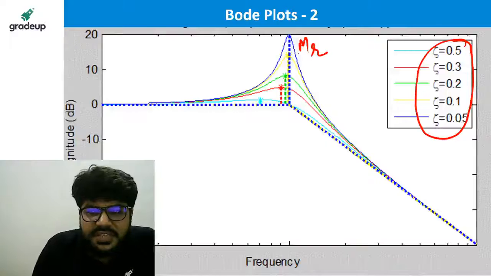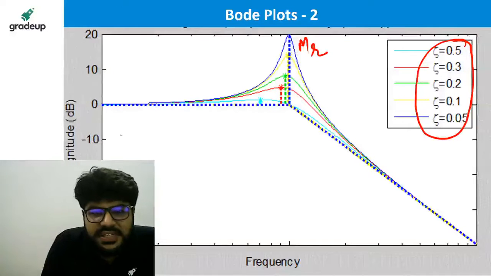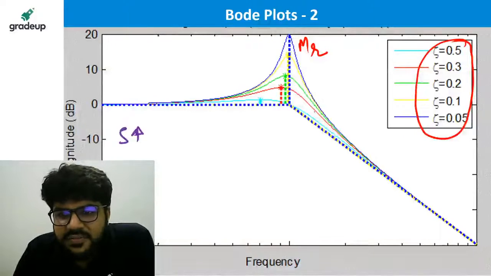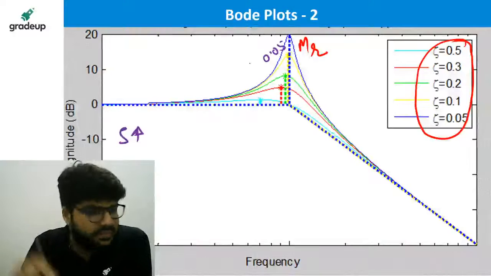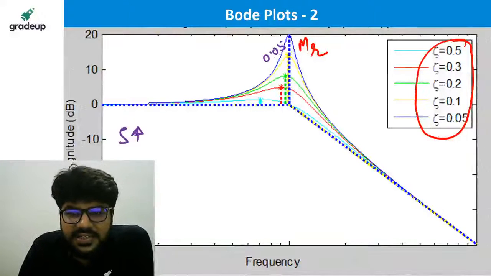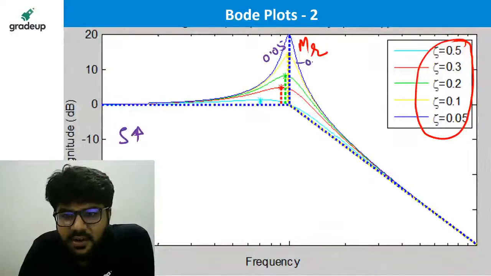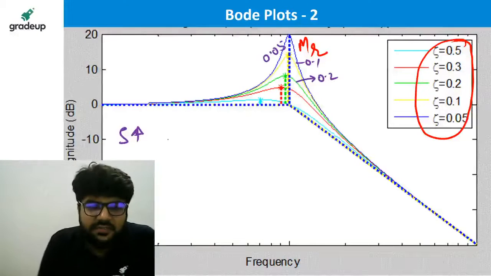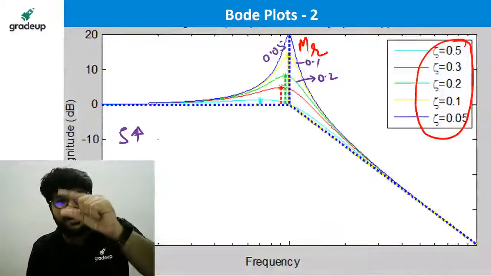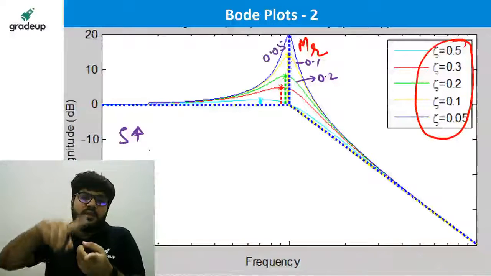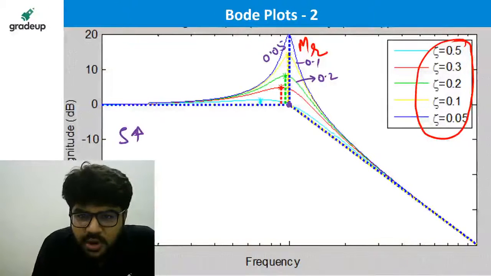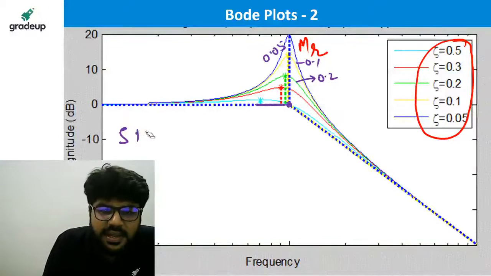as the value of zeta increases, see what is the effect. As the value of zeta increases, this is 0.05. MR is also inversely related with zeta. Zeta will keep increasing. Now this is 0.1, and then this is 0.2, etc. So if zeta increases, then the actual plot is coming close to the approximate plot, close to this level. That means vice versa.